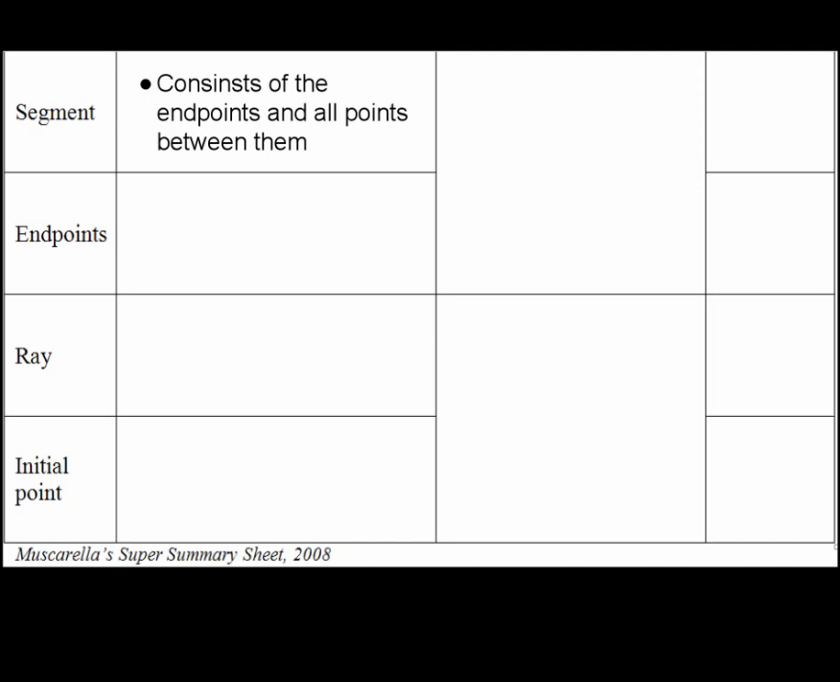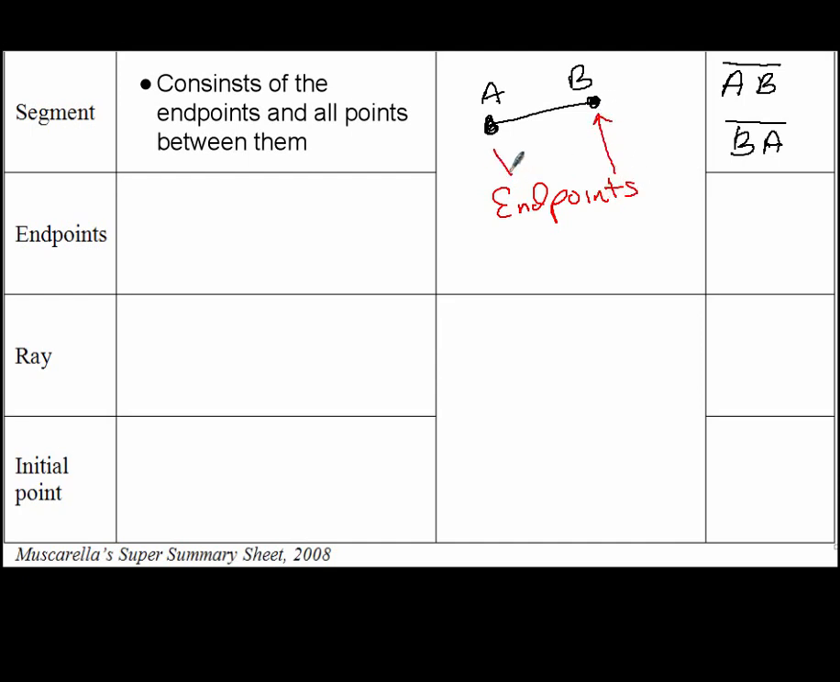And a segment just consists of all the endpoints and all points between them. A segment is just going to look like this. And that's it. So, for that segment, we could call that segment AB. Now, symbolically, you would just have that symbol above it. It's kind of like the line, but it just doesn't have the arrows on the end. Now, you could also call this segment BA, because either way, you're talking about the same piece. So you've got two different components for that. Now, the endpoints are just these guys right here. A and B. So A and B are the endpoints for this segment.